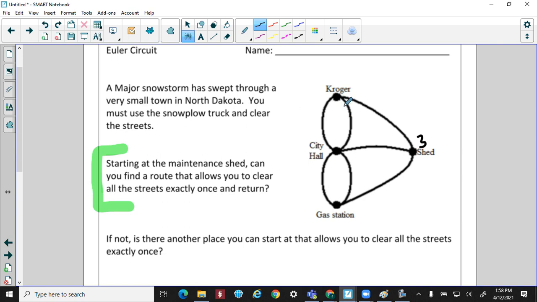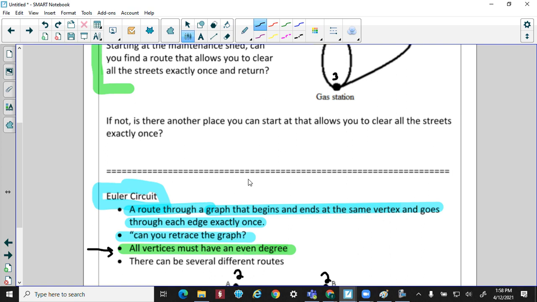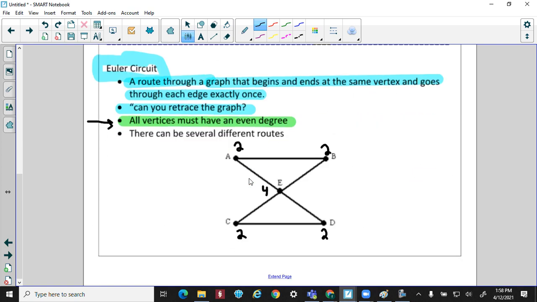Now, if you just want to keep going, Kroger has 3, City 1, 2, 3. I think City Hall has 5, gas station is 3. Yeah, they're all odd, but they have to be all even. All right. So for an Euler circuit, again, all the degrees must be even. And lastly, there can be several routes.